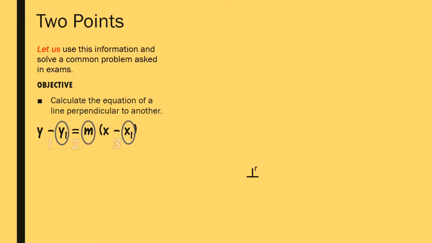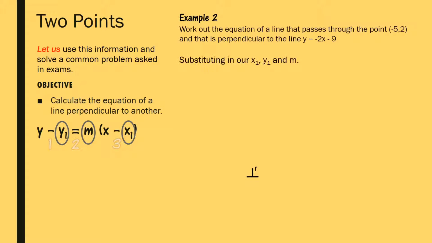So we're going to take those three values, and we're going to substitute them in. So our y1, as we've seen beforehand, is 2. So it'll be y minus 2. And then we're going to have our m, which we worked out before, to be plus a half. And then our x1 is our minus 5 up here as well. So we'll pop that in there as well.